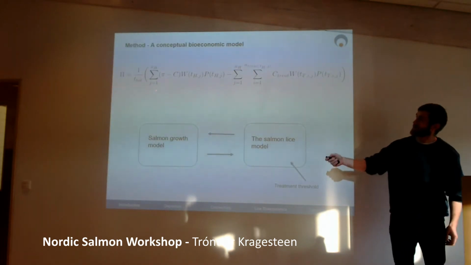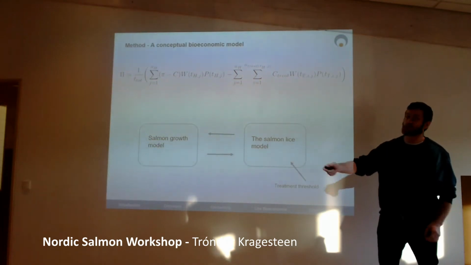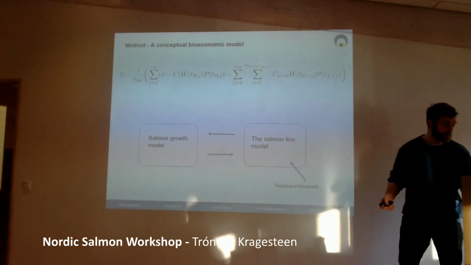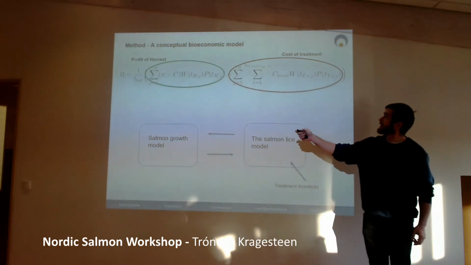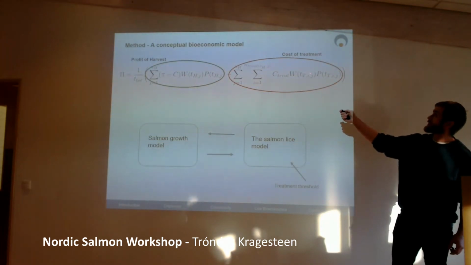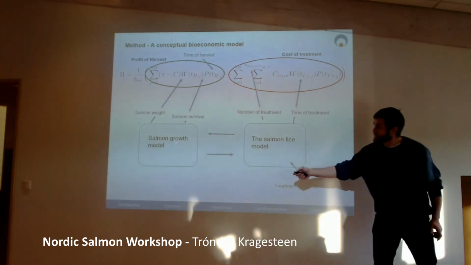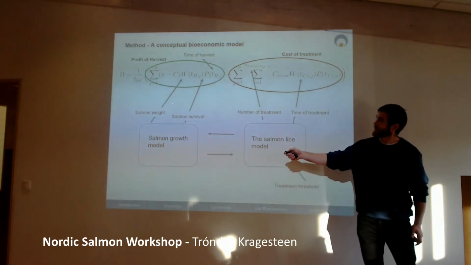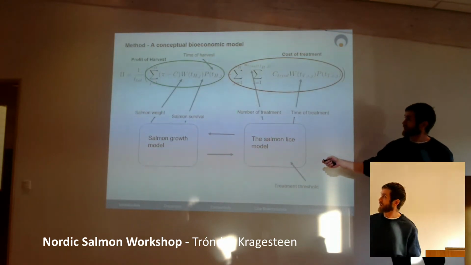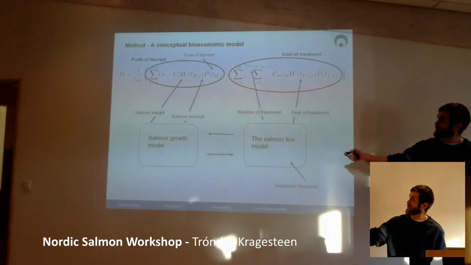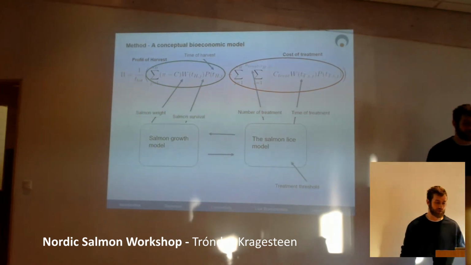The economic part is, although this equation looks maybe a bit complicated, it's fairly simple. You just calculate profit per time. This term here calculates the profit of the harvest, and this term here calculates the cost of treatments throughout the production cycle. We use the salmon growth model to calculate the salmon weight, salmon survival, and also the time of harvest. And in the salmon lice model, we find out the number of treatments, when they do the treatments, and also here we set in the treatment threshold.